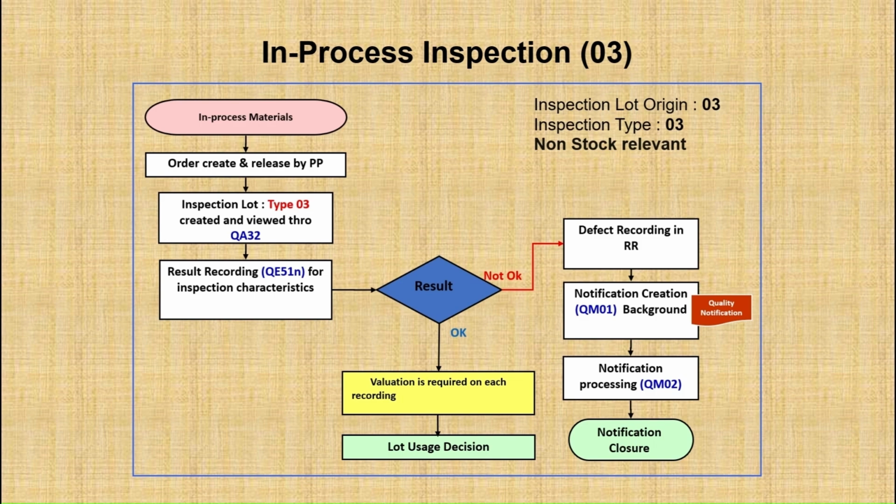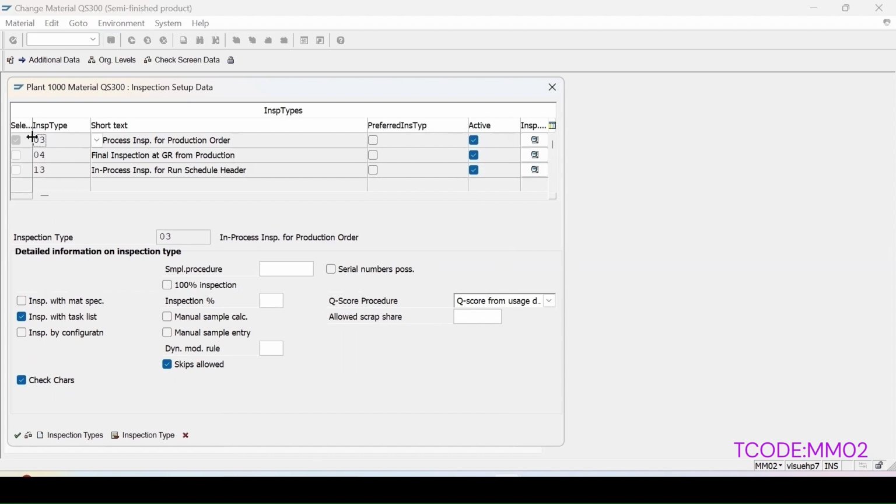first we create a production order, then we go to the change mode of it and then click on release, and then the process will start for the production. The lot will be triggered once the production order is created. We will be doing the result recording, the usage decision. If I see the detail of 03 inspection type, here you can see it is 03.